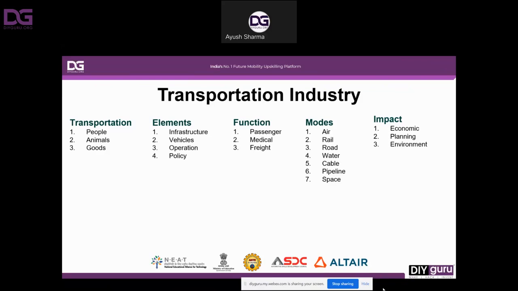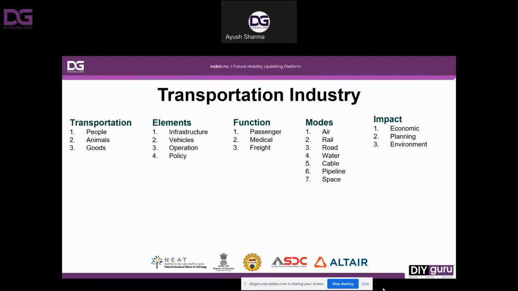And what are the functions, if we talk about them? They are not limited, but some major functions we can say: we use this industry for passengers. We also use it for medical facilities, the transportation of medical facilities, and the freight corridor. That is also very important. That is also the automobile sector that we include in the transportation industry.